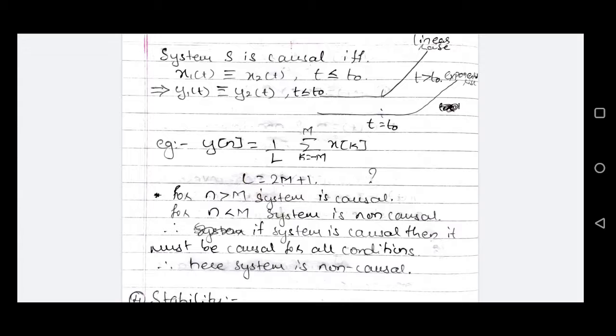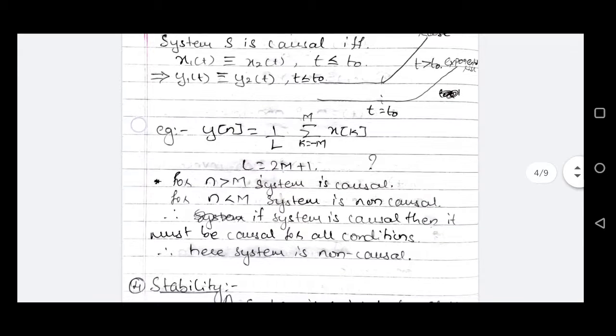To understand this, let us consider an example. A system defined by y of n equals 1 divided by L, summation k equals minus m to plus m, x of k, where L is equal to 2m plus 1. Now this system is causal for n greater than m, and it is a non-causal system for n less than m. Therefore, if a system is causal, then it must be causal for all conditions.